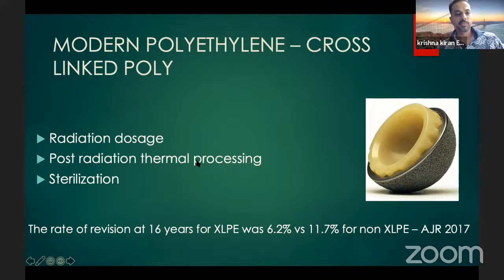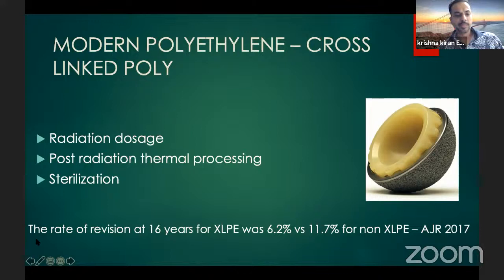You have two types of post-radiation thermal processing in order to reduce the free radical problem, and that is either through annealing or remelting. The annealed polys are typically slightly stronger than the remelted polys, where the yield strength is compromised a bit at the cost of removing more of the free radicals. And the post-radiation sterilization also plays a role.